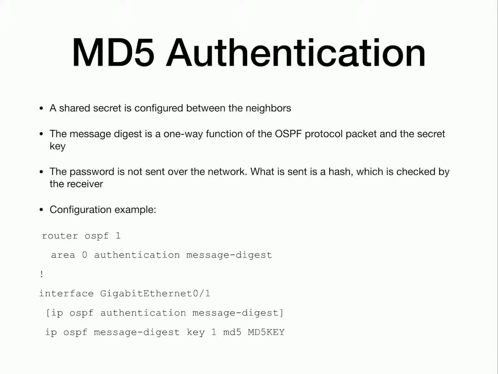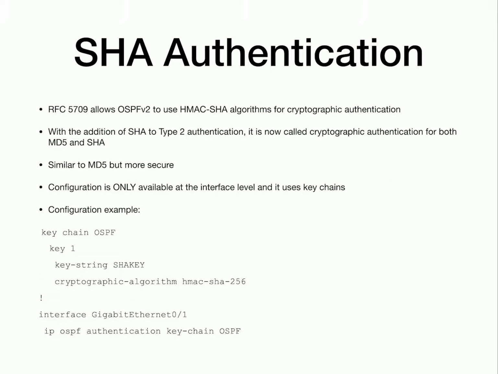Now, the final authentication type is SHA authentication, which is also type 2. Now let's look at this next slide. So originally, OSPF only supported MD5 authentication, but RFC 5709 allows OSPF version 2 to use SHA algorithms for cryptographic authentication. And with the addition of SHA to the type 2 authentication, this is now called cryptographic authentication for both MD5 and SHA.